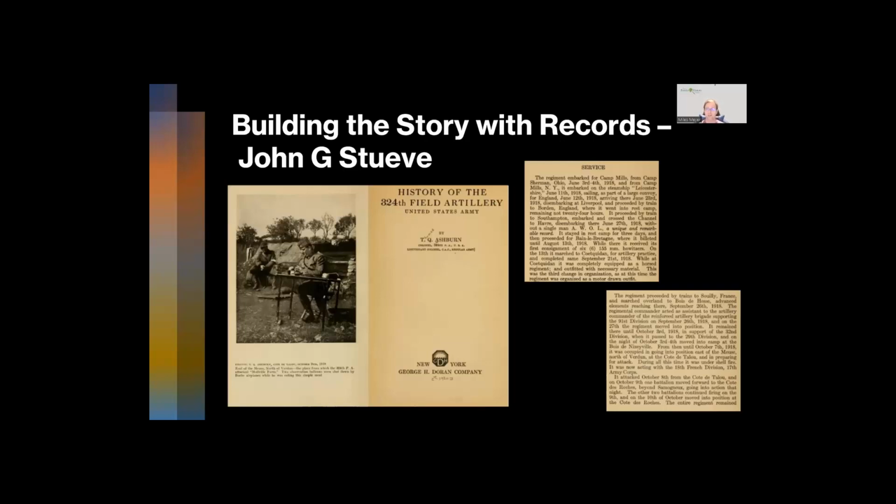I can get a little further in. It says the regiment proceeded by train to Sully, France, and marched overland to Bois-de-Hesse. I don't know, how far is it from Sully, France to Bois-de-Hesse? I can put that into Google Maps and I can see how far that was that they marched. It says that they were there to reinforce the artillery brigade supporting the 91st Division on September 26th. And then on the 27th, they moved into position and so on.